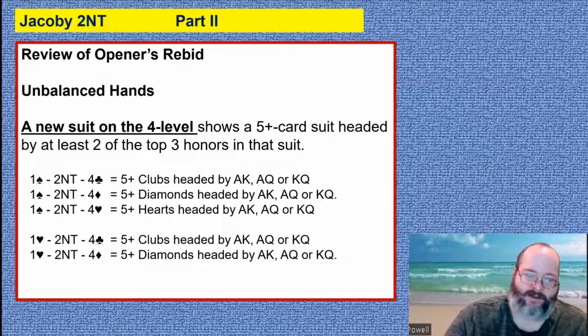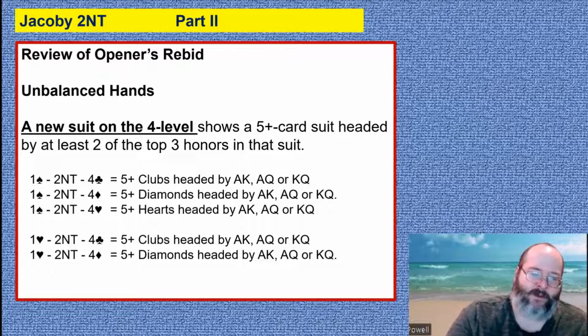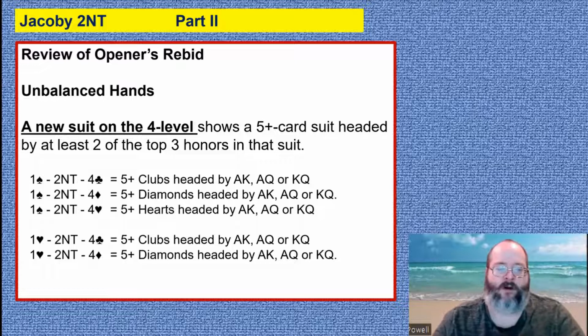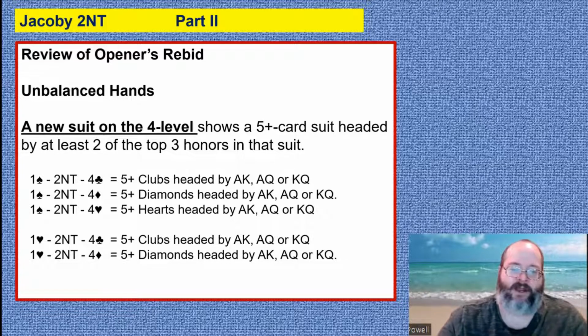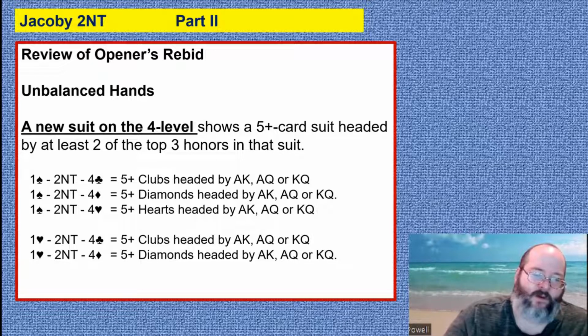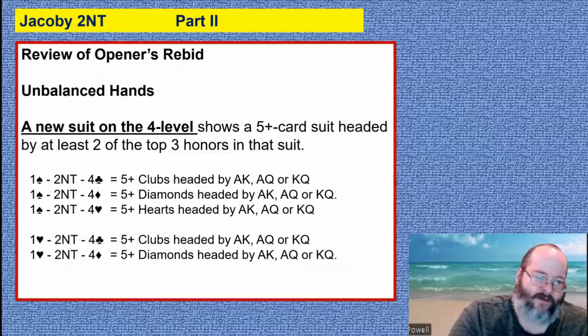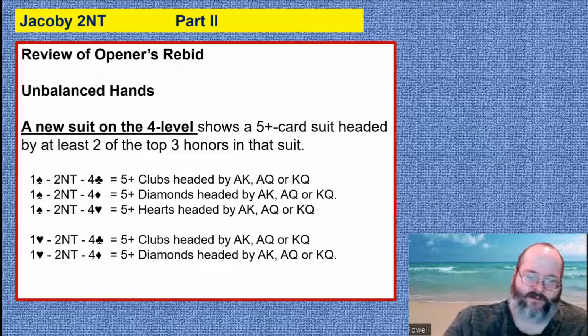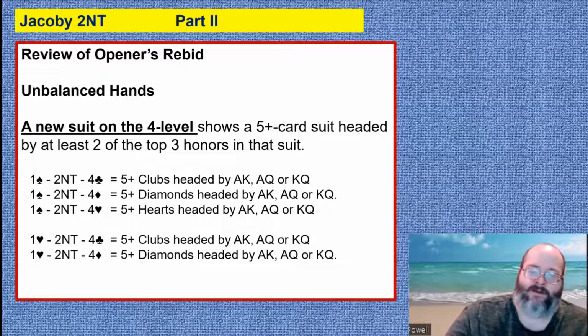One reminder about this: when you're 5-5, remember to open 1 spade. So it will go 1 spade, 2-No Trump, 4 hearts. You should never have the auction 1 heart, 2-No Trump, 4 spades. It takes you past 4 hearts, which is where you want to play on this hand. So 5-5, always open the spades and then jump to the 4 level if your suit is headed by the king-queen, ace-king, or ace-queen.